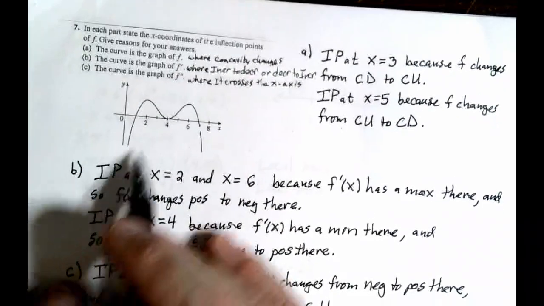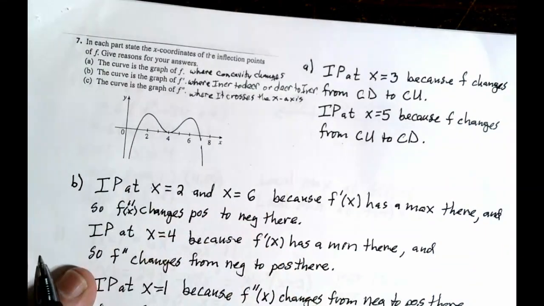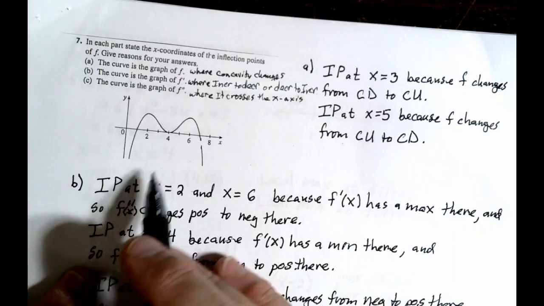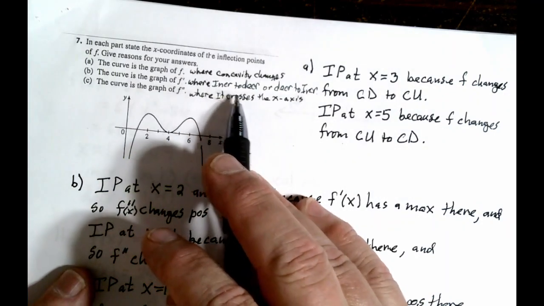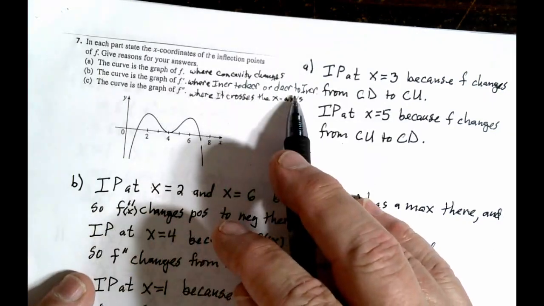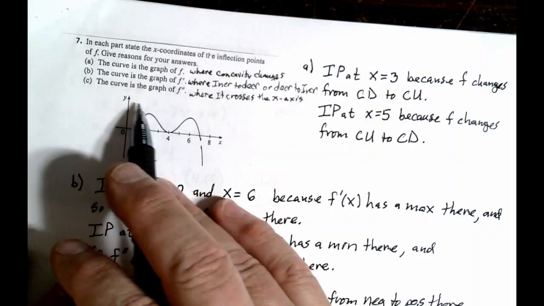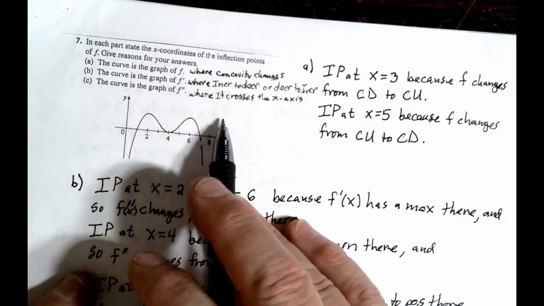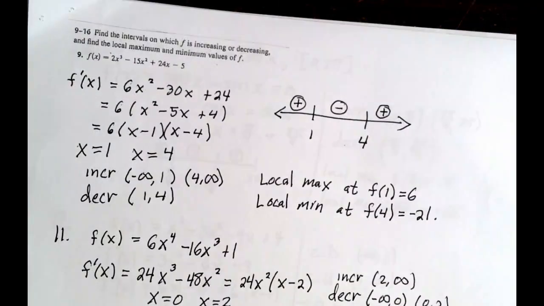Alright. Now, if the curve of this is the first derivative, how do you find the inflection points? Well, it's where the first derivative goes from increasing to decreasing or decreasing to increasing. Now, how do you find the inflection points if the curve is the graph of f prime? Well, it's where it crosses the x-axis that you find your inflection point.